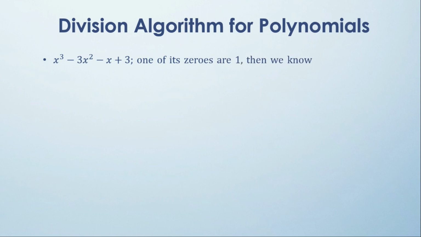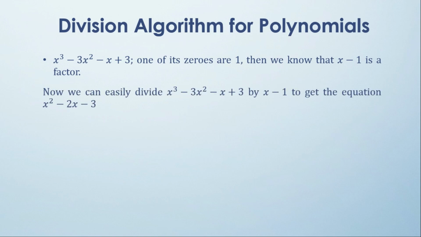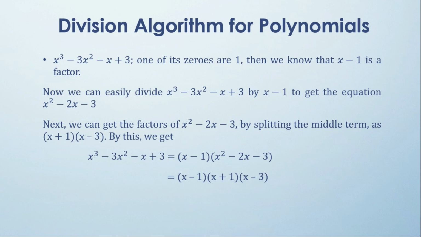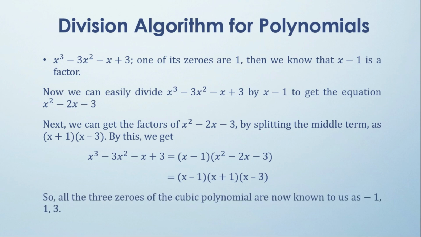For this, let us first consider a cubic polynomial x cube minus 3x square minus x plus 3. And if 1 is one of its zeros, then we know that x minus 1 is a factor. Now we can easily divide x cube minus 3x square minus x plus 3 by x minus 1 to get the quotient x square minus 2x minus 3. Now by splitting the middle term of x square minus 2x minus 3, we can get the factors as x plus 1 into x minus 3, and by this we get x cube minus 3x square minus x plus 3 is equal to x minus 1 into x plus 1 into x minus 3. Now all the three zeros are known to us as minus 1, 1 and 3.